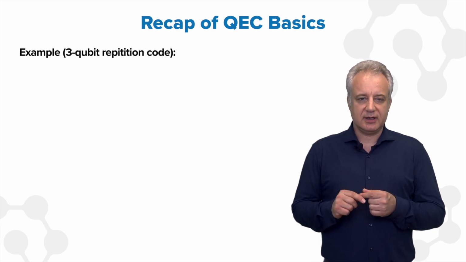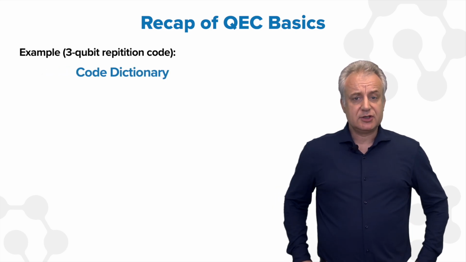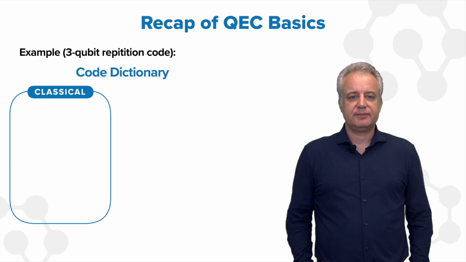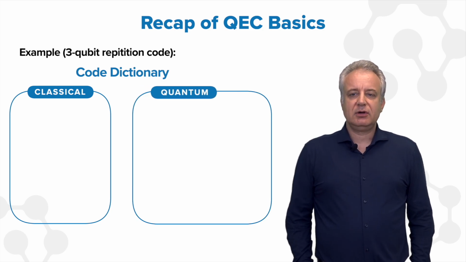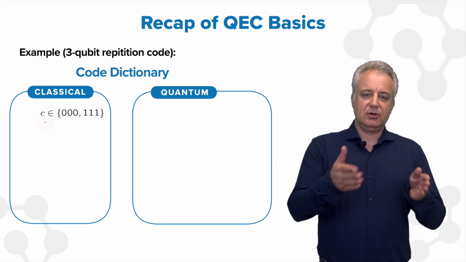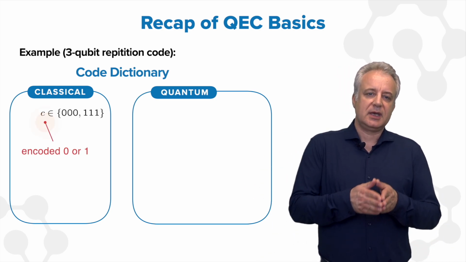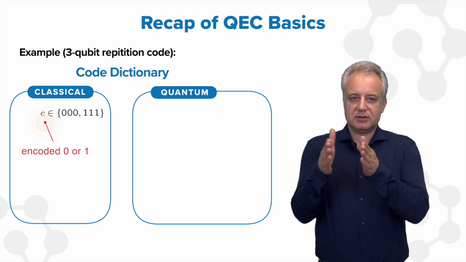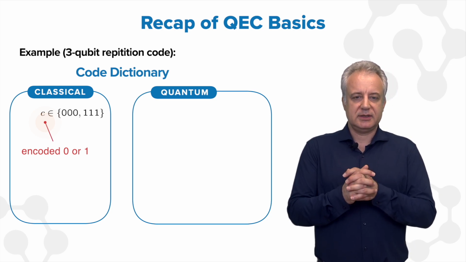So let's look at that here. Let's look at the dictionary. The dictionary is the thing we want to establish, or rather review. The repetition code is also a classical code, so it has 2 code words, the encoded 0 and the encoded 1. And the encoded 0 is just a bunch of zeros repeated. The encoded 1 is just a bunch of ones repeated.